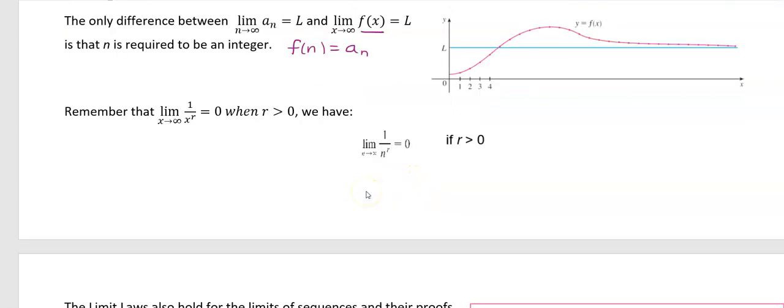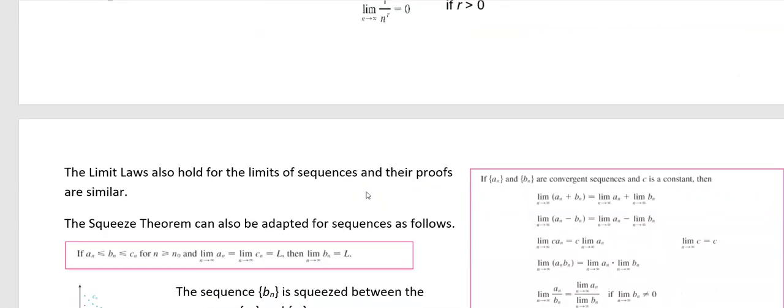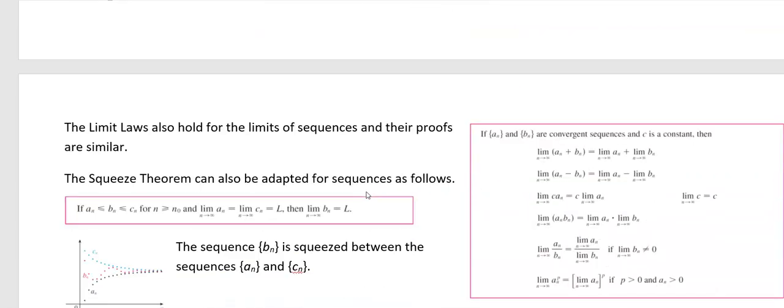And what we'll see is that many of the laws that you had for just general limits can also hold for sequences, and their proofs are similar. And so those laws are written over here to the right. So if we had two sequences, a sub n and b sub n, and they are convergent sequences, and c is a constant, then these laws, which should look really familiar to the prior limit laws that you knew, will still hold.